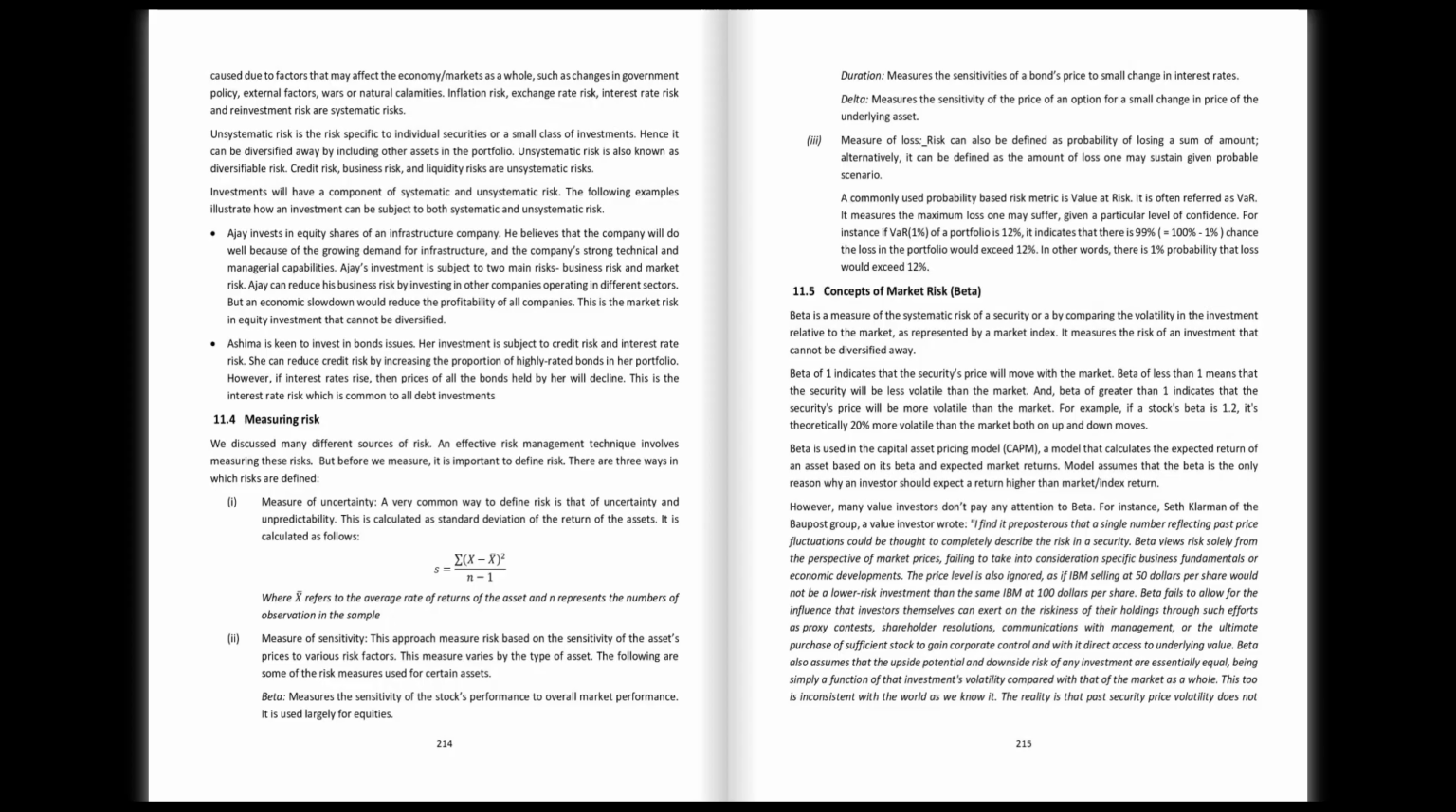Duration measures the sensitivity of a bond's price to a small change in interest rates. Delta measures the sensitivity of the price of an option to a small change in the price of the underlying asset. 3. Measure of loss. Risk can also be defined as the probability of losing a sum of money.